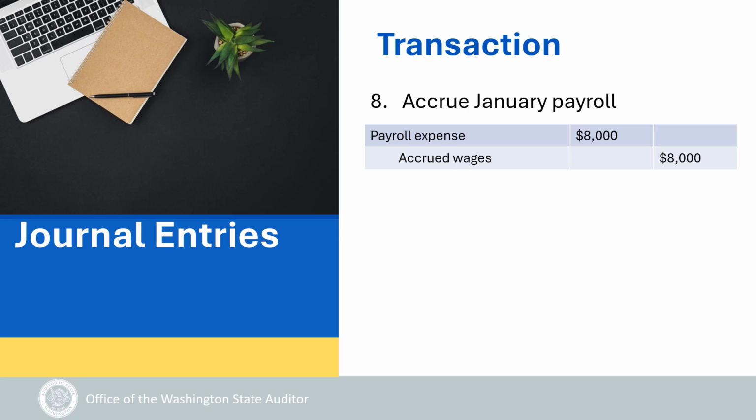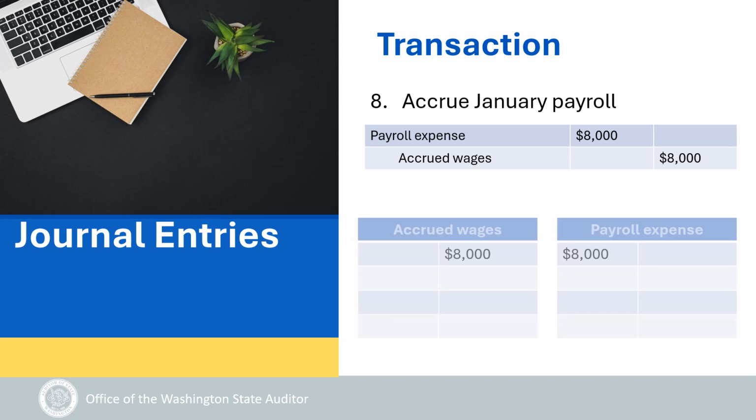Our final journal entry debits payroll expense and credits accrued wages, which is a liability. We then add these to our T accounts. This is the first time we've used these T accounts, so this is the only entry in them.